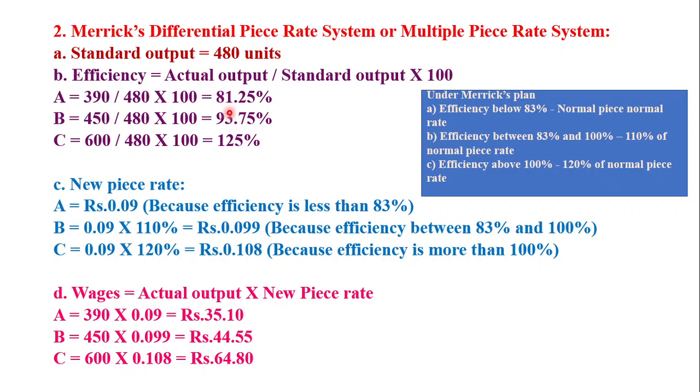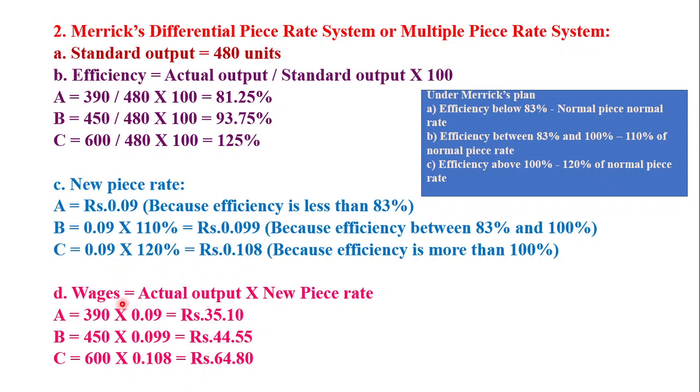So worker A's level of efficiency is 81.25%, which is less than 83%, so normal piece rate, the rate is 0.09. For worker B the efficiency lies between 83 and 100%, so 110% of normal piece rate. Normal piece rate 0.09 into 110% means 0.099. Worker C's efficiency is more than 100, which means 120% of normal piece rate. 0.09 into 120% means 0.108.